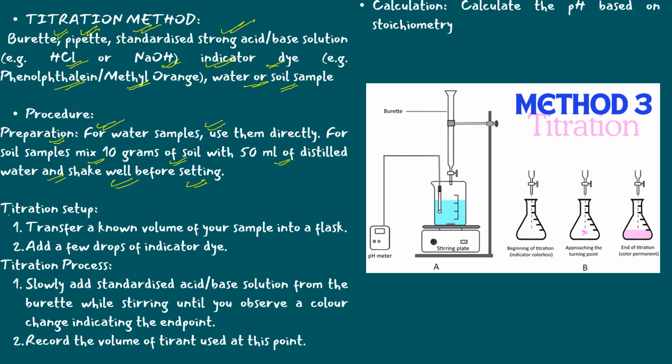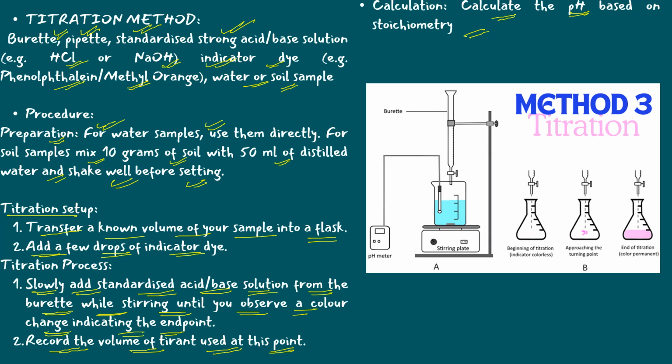Then in the titration step, transfer a known volume of your sample into a flask. Add a few drops of indicator dye. Then in the titration process, slowly add the standardized acid or base solution from the burette while stirring until you observe a color change indicating the end point. Then record the volume of titrant used at this point. Then calculate the pH based on stoichiometry.